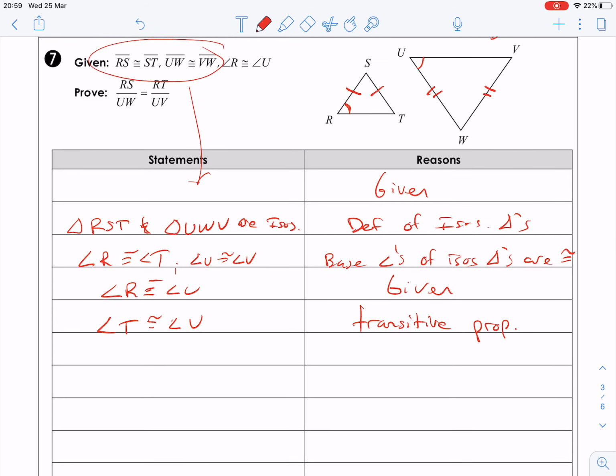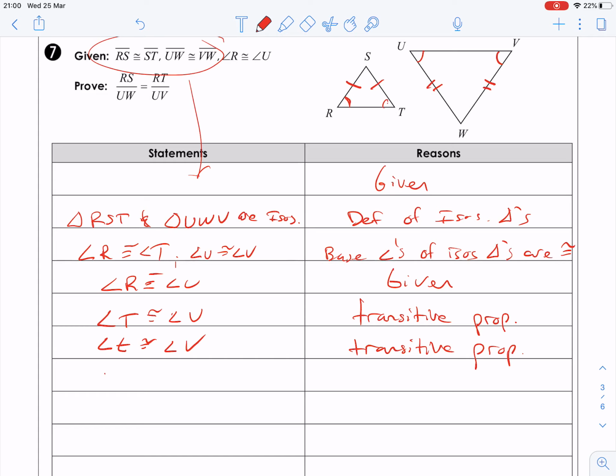Because if R is congruent to U and R is congruent to T, therefore T is congruent to U. And we can also say, therefore T is congruent to V, because of also transitive property. And now we have AA. That's nice. So we can say RST is similar to UWV because of AA similarity.